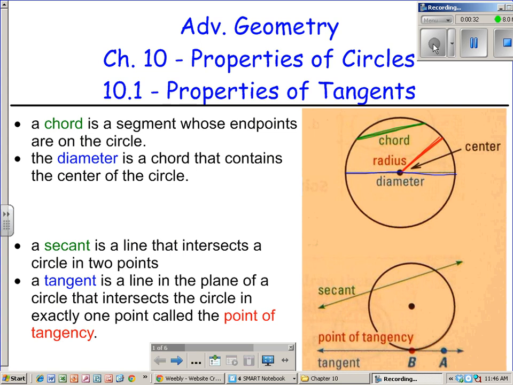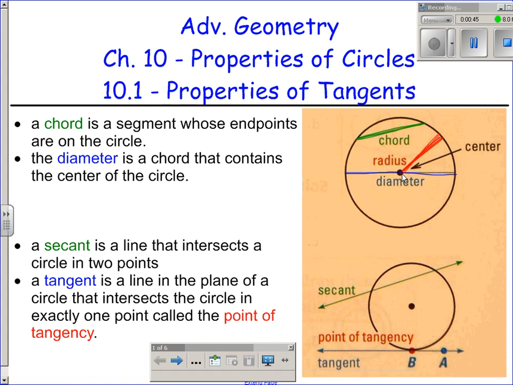All right, first couple things. We know what a circle is. We've talked about it lots of times. All the points on a circle are equidistant from that center point, and that distance is called your radius. That's this red segment here. Goes from the center to the circle.